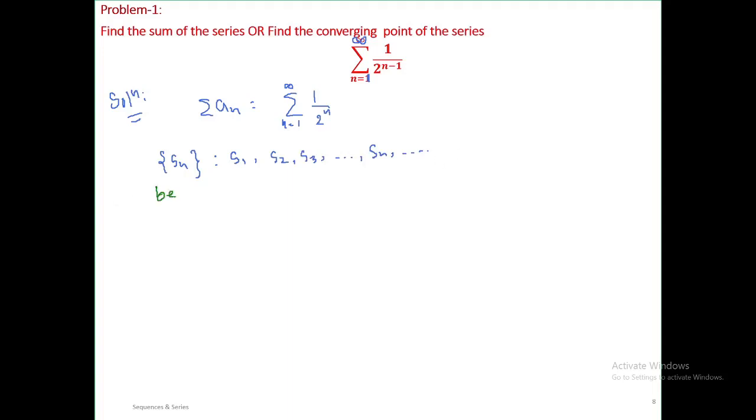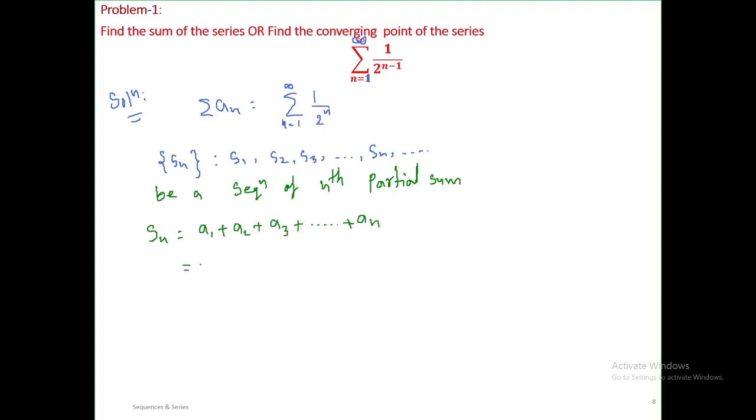Let Sn be the sequence of nth partial sums. So what is Sn now? Sn is nothing but the sum of the first n terms of the series: a1 plus a2 plus a3 and so on plus an. This is the sum of the first n terms of the series. This is called Sn.